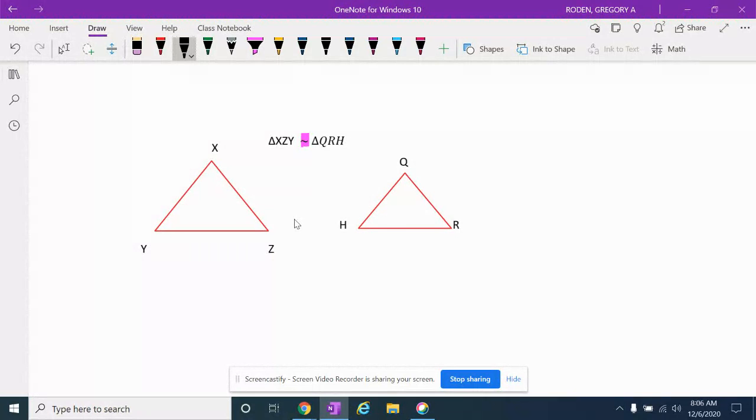Okay, so what angle corresponds to angle X, and they're going to be congruent to each other. So I'm going to just say equal. These angles are going to be equal to each other. Their measures are going to be equal. So what angle is X equal to? Well, yeah, angle Q. And these are angle symbols. Okay, this is an angle symbol.